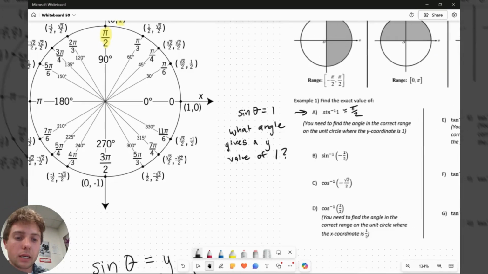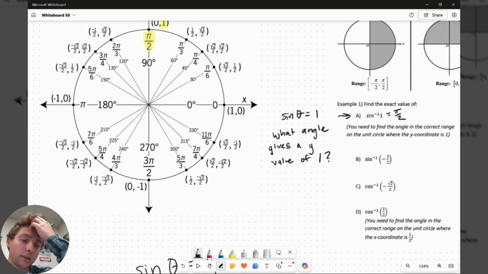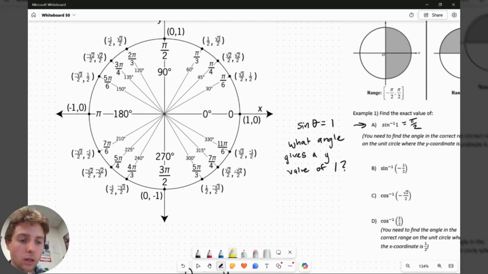Let's look at B. B says sine inverse of -1/2. So what angle gives a y value of -1/2 now? So again, we look at the unit circle. I want what angle gives a y value of -1/2. I'm looking around, I see -1/2. Here we go. There's two different values.